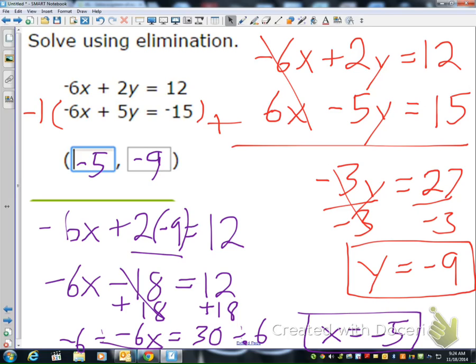And again, you can check your answer. And guys, with a calculator, it's really easy. You can do negative 6 times, scientific calculator will even do order of operations for you. So you can type in negative 6 times negative 5 plus 2 times negative 9, hit enter, and it should equal 12. And then you can do negative 6 times negative 5 plus 5 times negative 9, and it should equal negative 15.